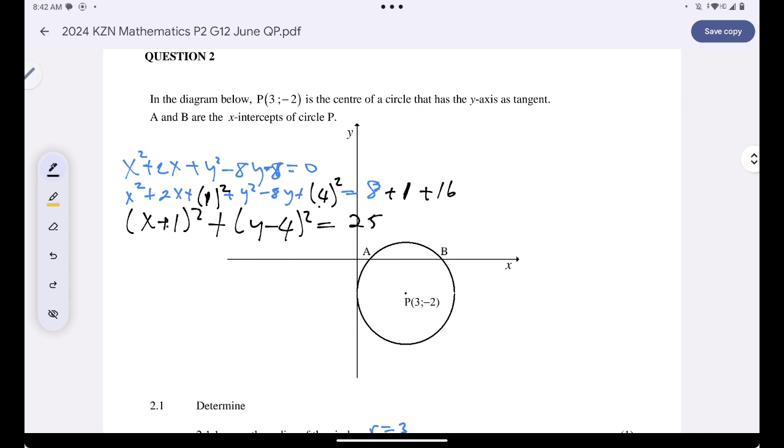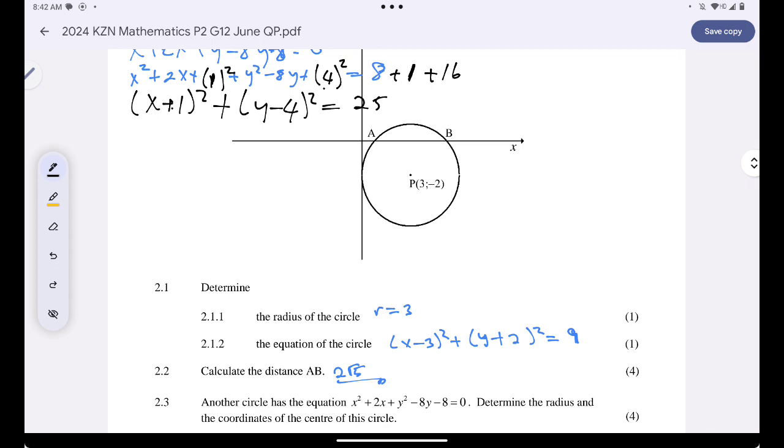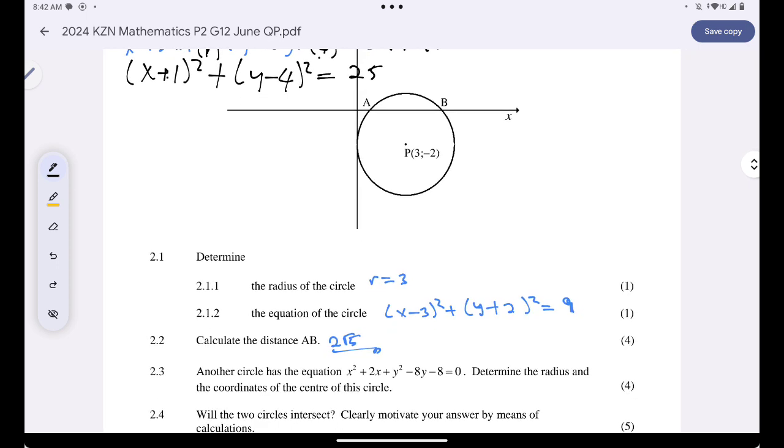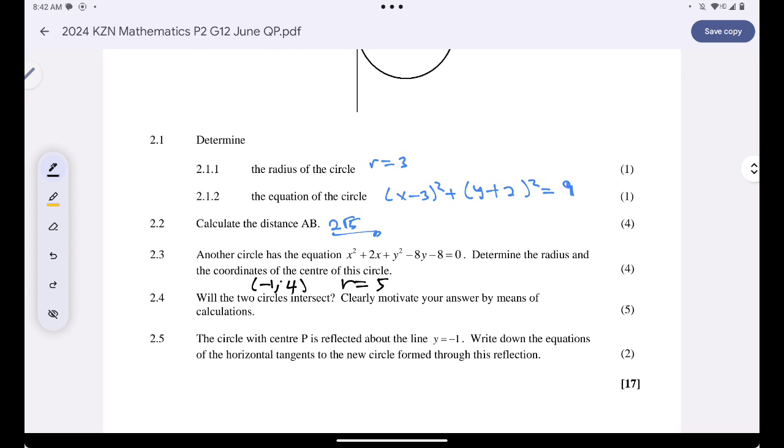So this simply means that the coordinates of my center are -1 and +4, and the radius is 5 units. The radius is 5 units. Okay. Will the two circles intersect? Motivate your answer by means of calculations.